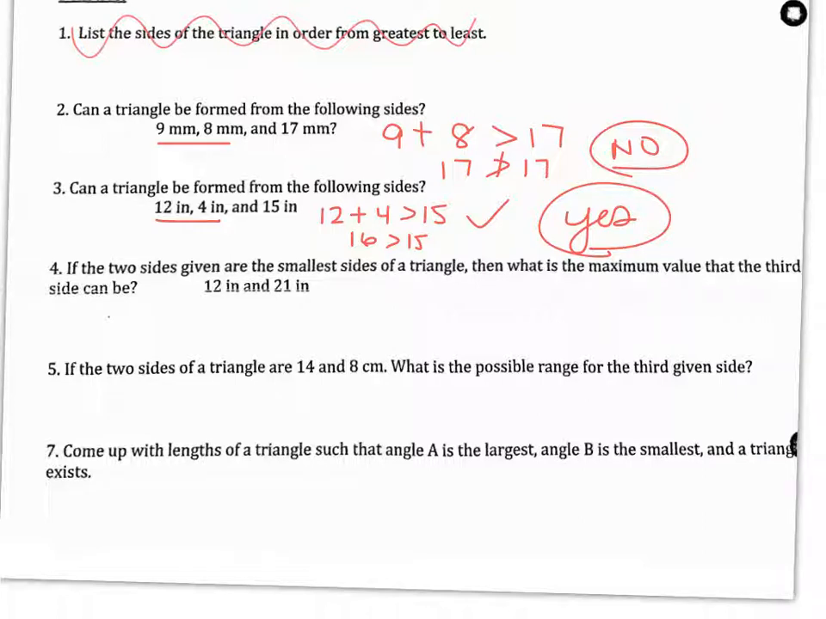Next one, if the two sides given are the smallest sides of the triangle, then what is the maximum value that the third side can be? So I would add these two to get 33, and then I'd subtract these two to get 9. So the maximum value that it could be is 32.